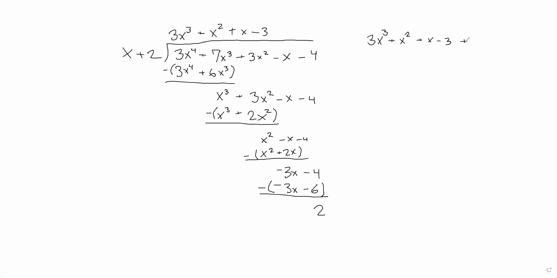And then we're going to add to it. This is something we didn't do in the last one. We're going to add to it our final result here at the bottom, which is 2. And then we're going to put 2 over x plus 2.